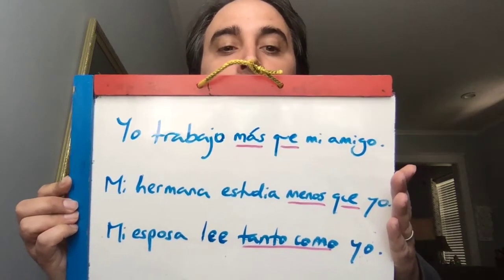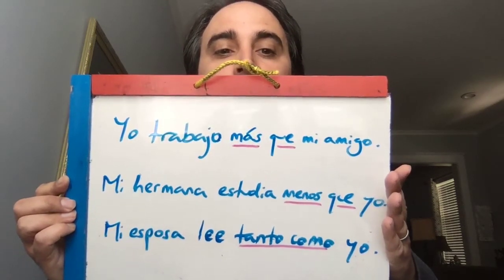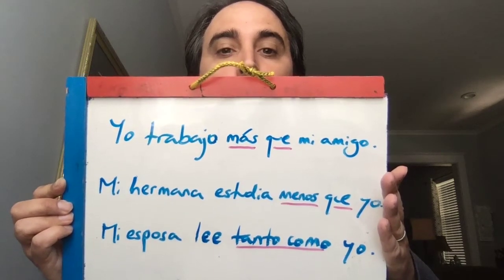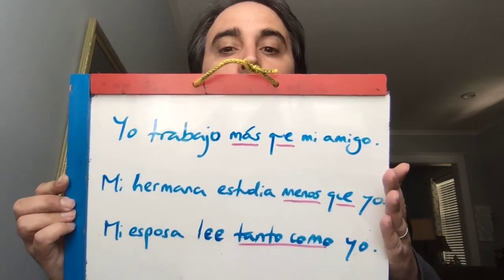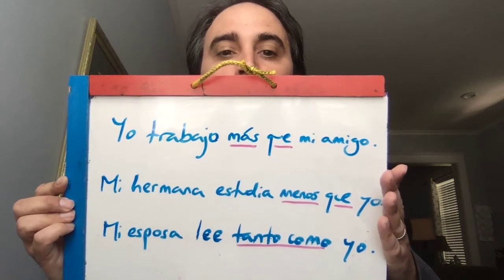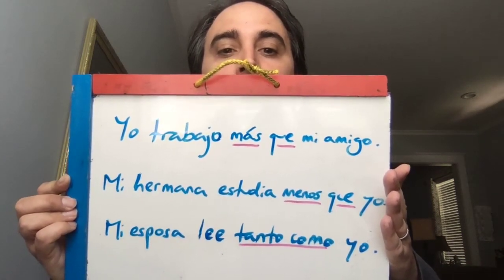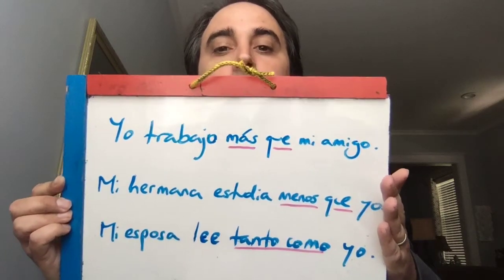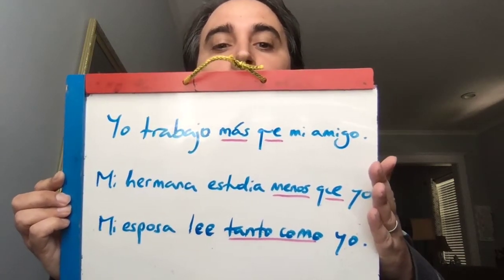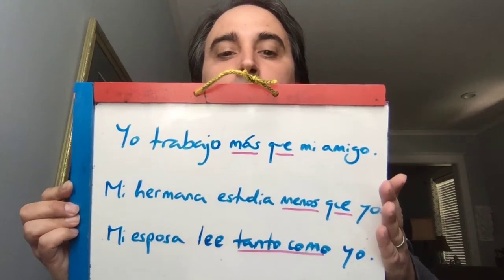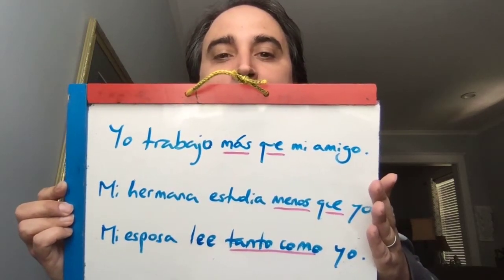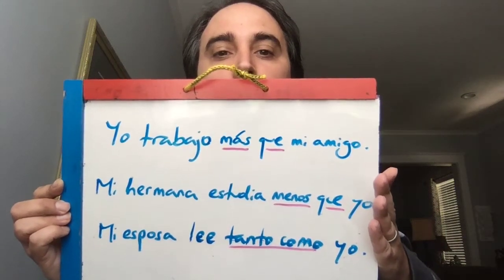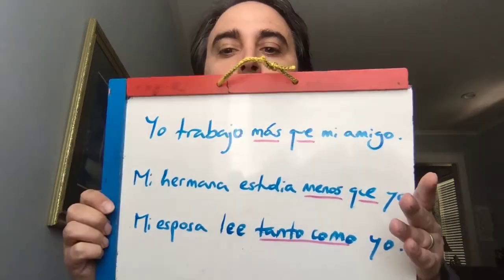Muy bien. And then, these first 2 that we had are comparisons of inequality. More than or less than. Okay? I work more than my friend. My sister studies less than I. Okay? Those are comparisons of inequality. Now, we have a comparison of equality there. Okay? Because it is the same. This person is doing exactly the same amount as I am.